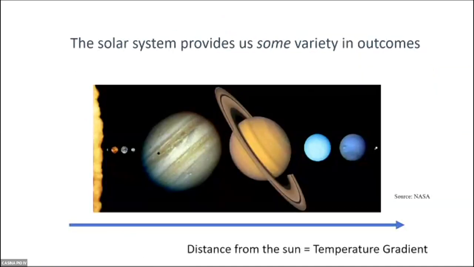So the solar system's interesting because it does actually provide us some variety in the possible pathways. And we think the main ingredient that results in these different outcomes for the solar system is a temperature gradient, or alternatively, you can think of it as distance from the sun.